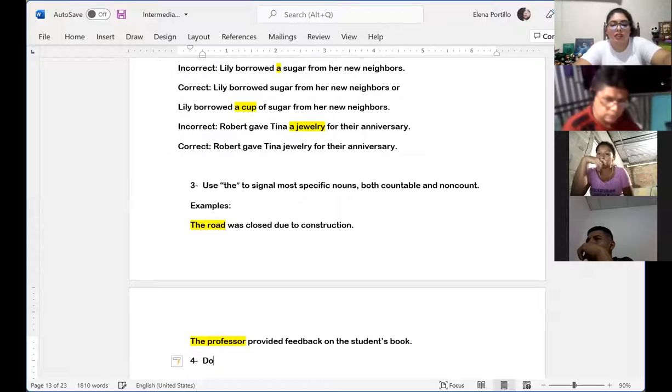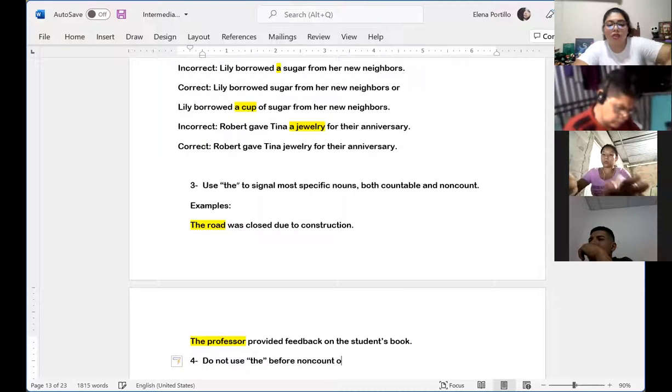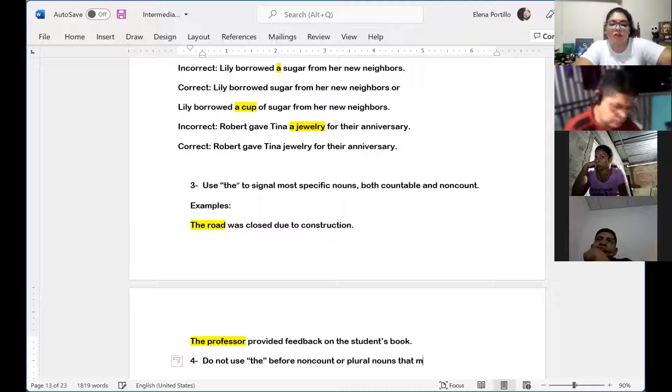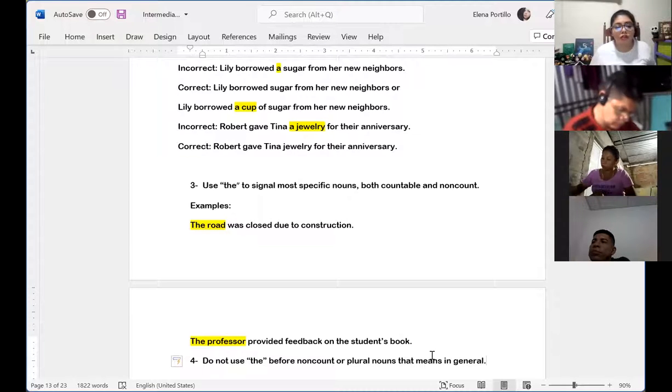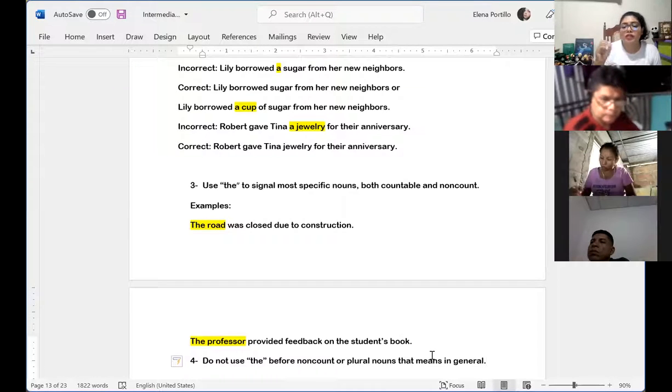Rule number four. Do not use, in this case, is about not using the. Do not use the before noun count or plural nouns. That means in general. En la número 3 decimos que utilizamos el the para mostrar nombres específicos. But in number 4, it says do not use the before noun count or plural nouns, that means in general. No vamos a usar esa the antes de los nombres que están en plural o que son no contables, que significan algo en general, no específico, sino en general.